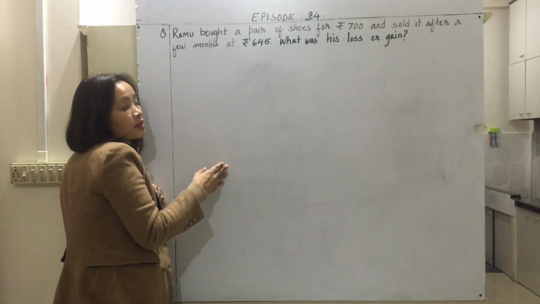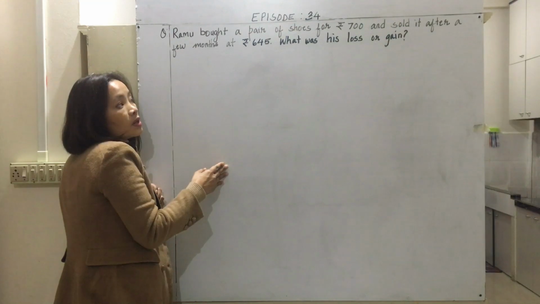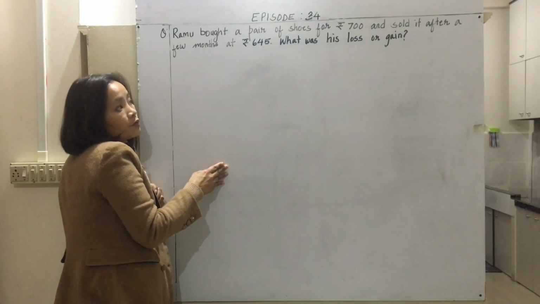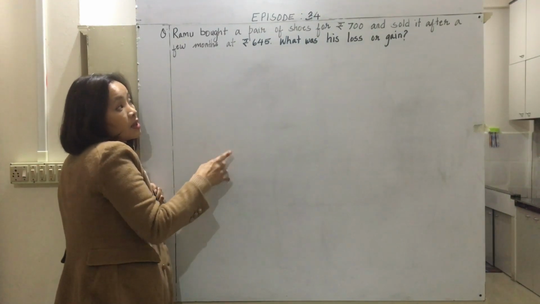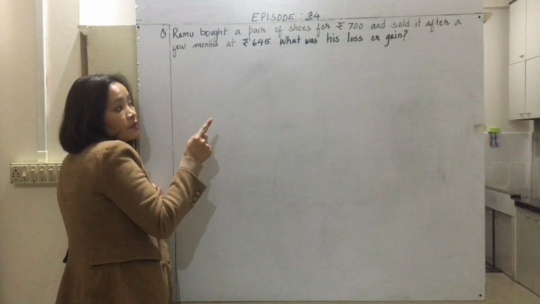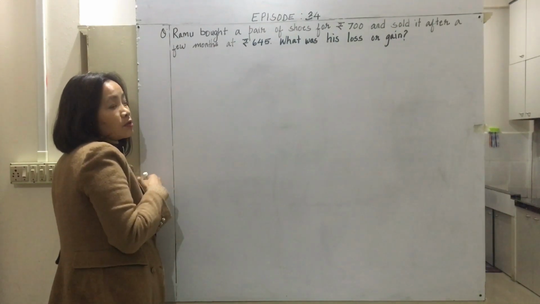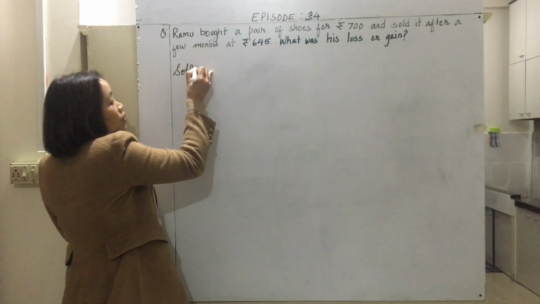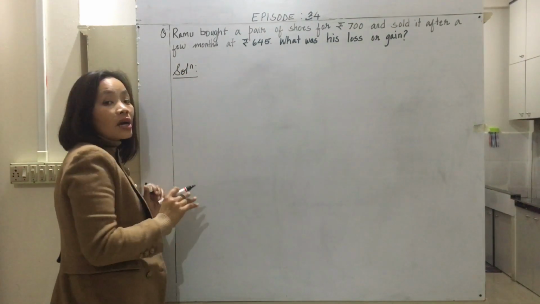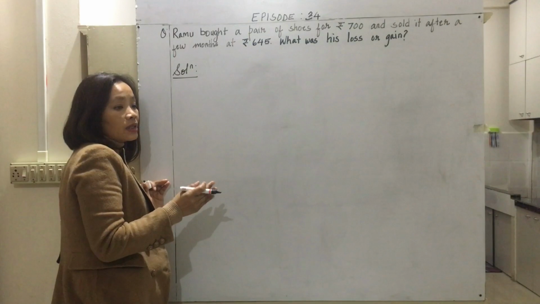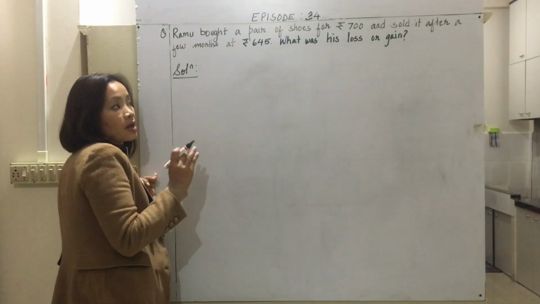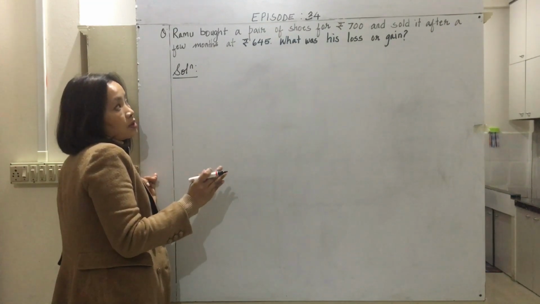The question did not tell us whether he got a loss or a gain in this transaction. Here we have to think it by ourselves. He bought it for 700. So what would be 700? What do we call a price at which an item is bought? We call it a CP, the cost price, right? CP is the price at which an item is bought.